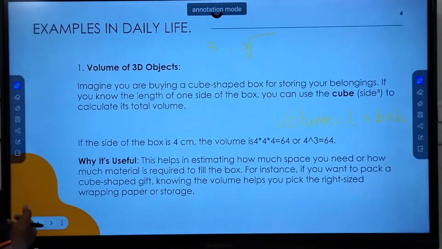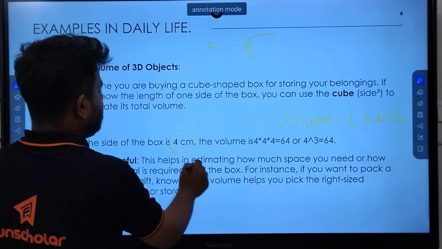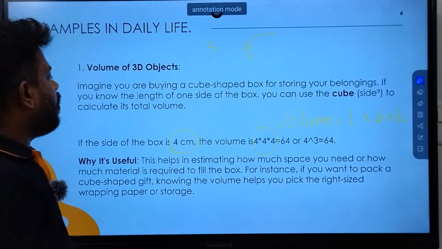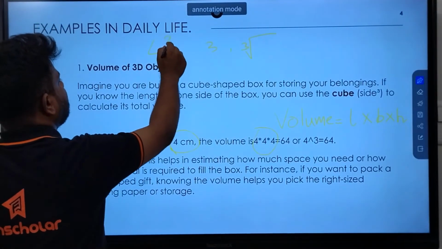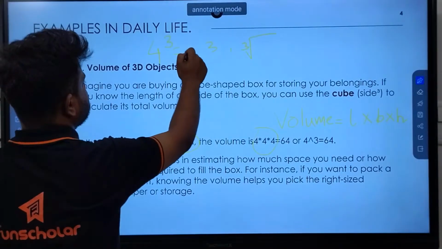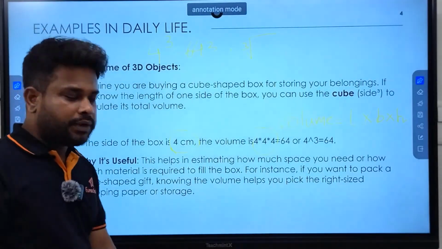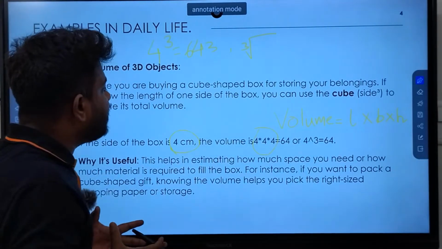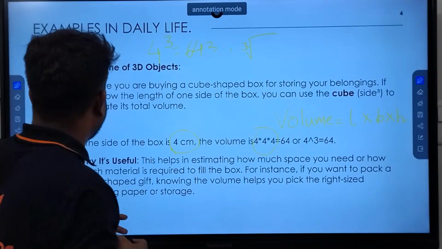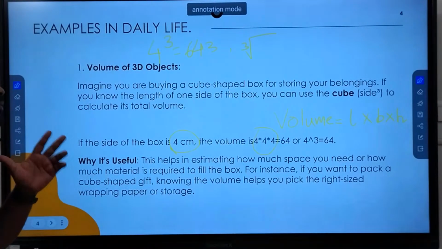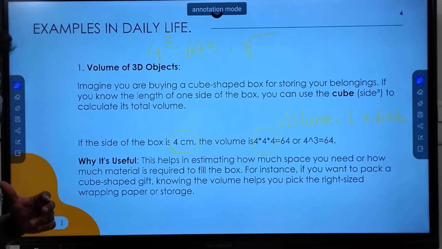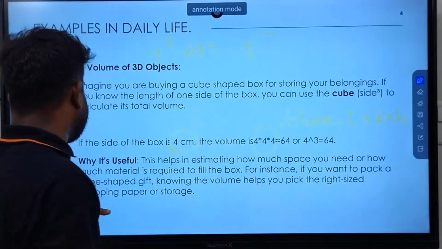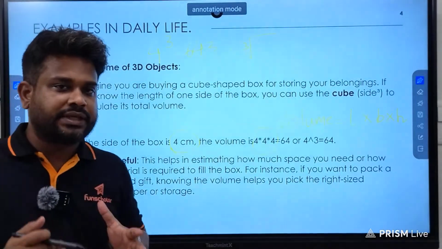Okay, if the side of the box is 4 centimeter, the volume will be 4 into 4 into 4, that is 64. Or we can just write it like this, so it will be 64 in number. Why is it useful? It helps in estimating how much space you need and how much material is required to fill the box. For instance, if you want to pack a cube shaped gift, knowing the volume helps you pick the right size of wrapping paper or storage, obviously.